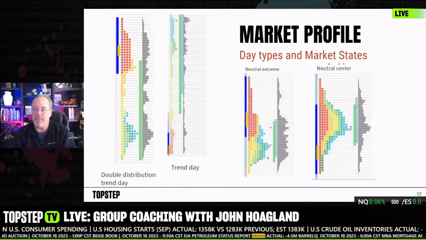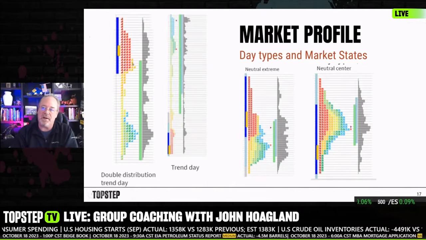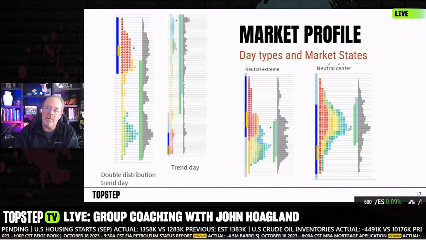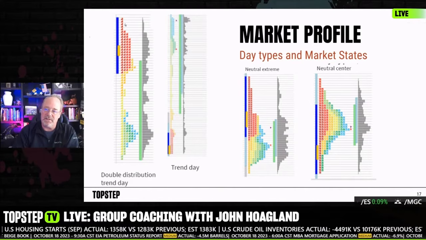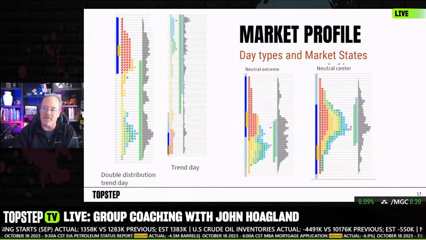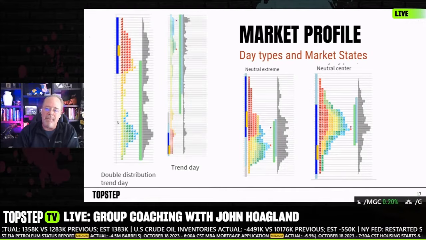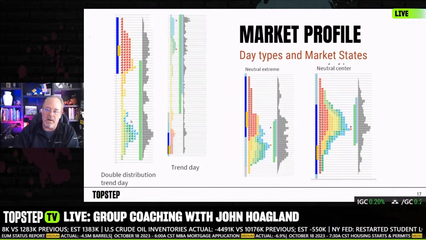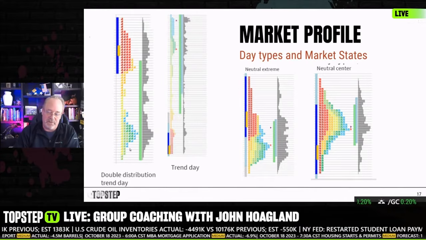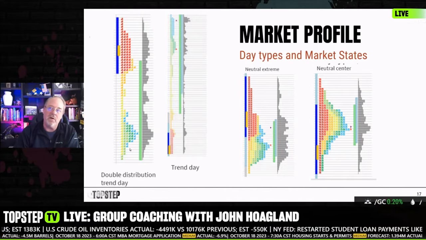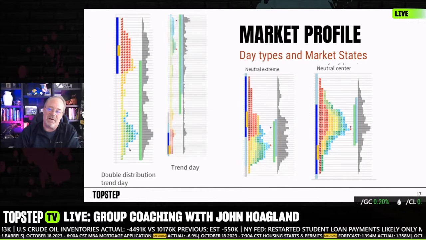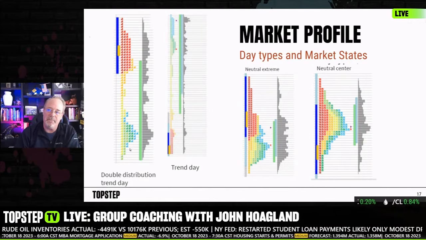Before a holiday. Double distribution trend day. Balance, bell curve, time, something changes, price moves swiftly away from that and begins to create a new area of balance. Double distribution trend days happen a lot during economic releases that occur later on in the day.